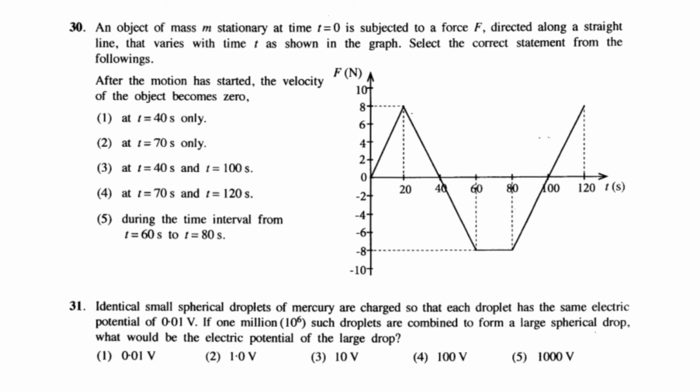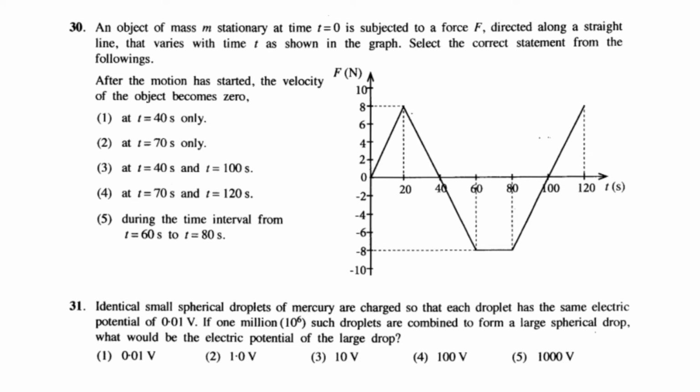They are asking when the velocity becomes 0 again. That is, v is 0. Then mv is 0 and mu is 0, so Ft also becomes 0. Now this graph is an F-t graph. The area under the graph is equal to the impulse. So the impulse becomes 0. When would the impulse become 0? Let's take the area under the F-t graph, which is equal to the impulse.